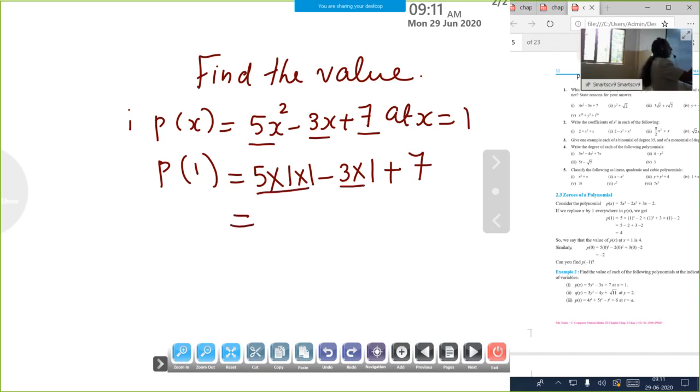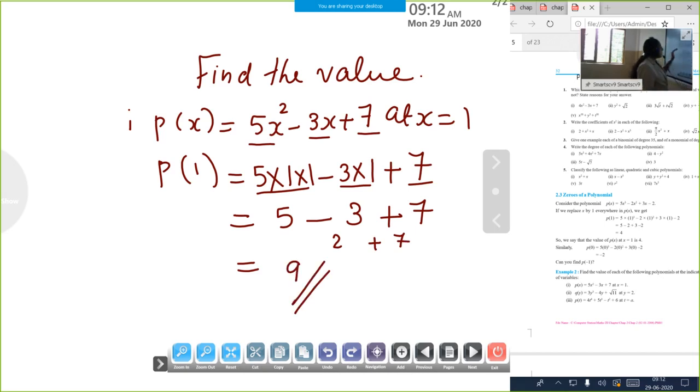Then the next step. You know there are 3 terms over here: 1, 2, 3. The first term is 5 into 1 into 1, equal to 5 itself, minus 3 plus 7. Using the integers rule, you solve it. Not 7 plus 3 equals 10. You solve like this: 5 minus 3 is 2, then 2 plus 7 is 9 itself. So p of 1 equals 9. This way you find the value of a polynomial.